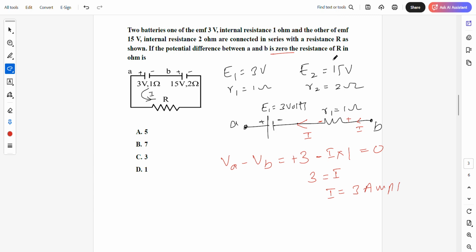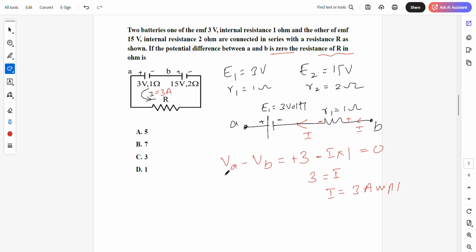In this circuit, what are they asking? They are asking what is the resistance of R in ohm? We came to know how much I is. I is equal to 3 amps. Hope you understood this one. How to calculate I? This is very easy.